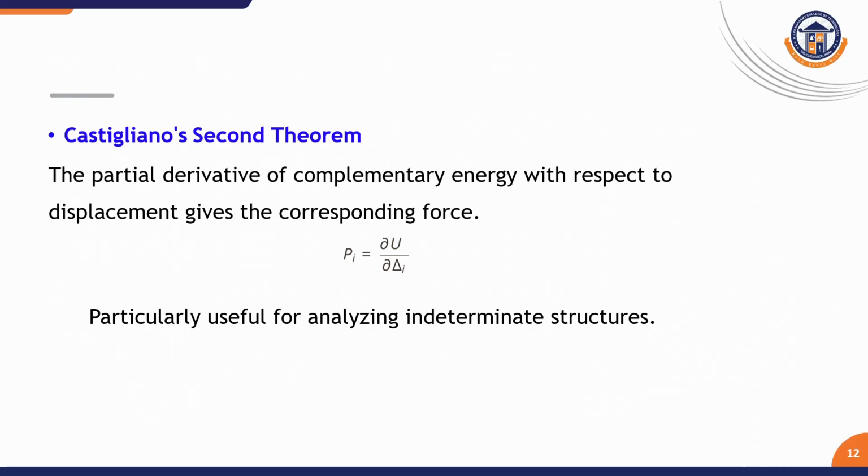Castigliano's second theorem. The second theorem states that the partial derivative of the complementary energy with respect to the displacement gives the corresponding force. This is particularly helpful in indeterminate structures where forces are unknowns but displacements are constraints. We can give it as an equation: P_i equal to partial U by partial delta_i.